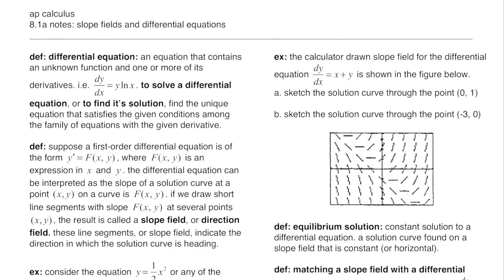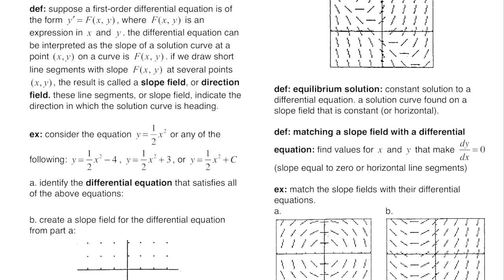To solve a differential equation, or to find its solution, you're going to find the unique solution that satisfies the given conditions among the family of equations with the given derivative. This definition says, suppose a first-order differential equation is of the form y prime equals f of x comma y, where f of x comma y is an expression in x and y. The differential equation can be interpreted as the slope of a solution curve at a point (x, y) on a curve is f of x comma y.